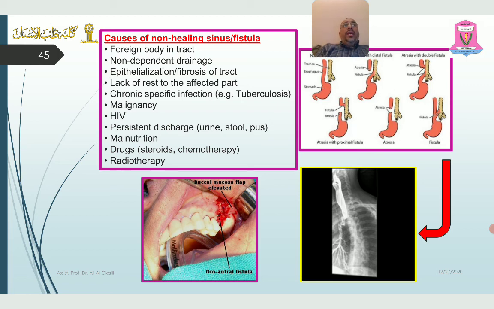Or in addition to the sinus, there may be repeated chronic infections, HIV, malignancy, persistent discharge, or a site that always has movement and friction, such as urinary fistula with urine, or fecal fistula with stool discharge. Sometimes poor nutrition or malnutrition leads to persistence of the sinus or fistula. Drugs that decrease or delay healing, such as steroids, chemotherapy or radiotherapy.